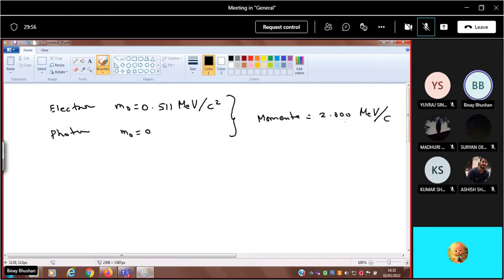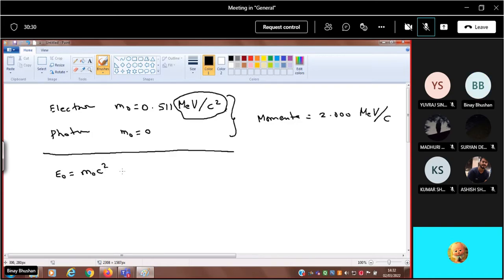Now, before I solve this, just consider what the unit of mass is here for the electron. Madhuri, what is the unit of mass that has been written here? Mega electron volt by c square. Yes, this is the unit. How has this unit come? How do we find the rest mass energy of an electron? Use this formula, E naught equal to m naught c square.